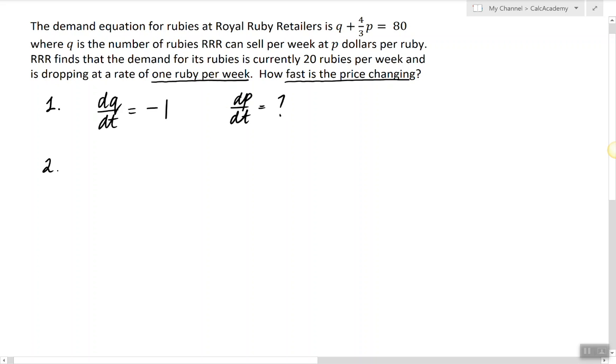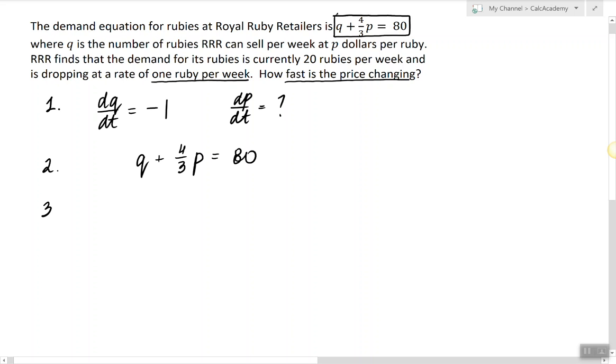Step 2 is, once the quantities are identified, we have to find the relation between those two quantities. So in this case, we have to find the relation between the quantity Q and the quantity P. That relation is given to us. It's the demand equation. So we're going to write that out. This is the equation that relates P and Q.